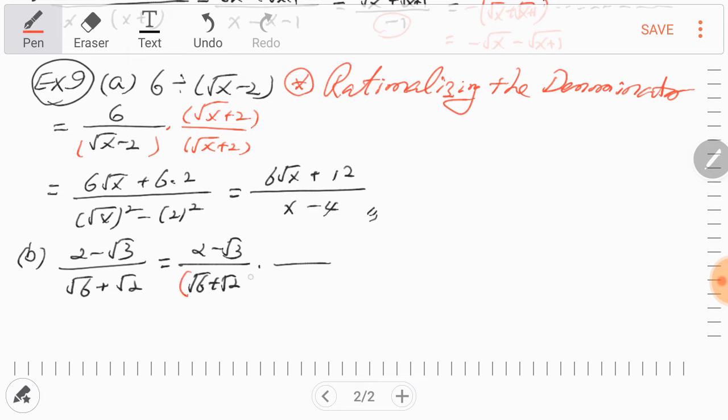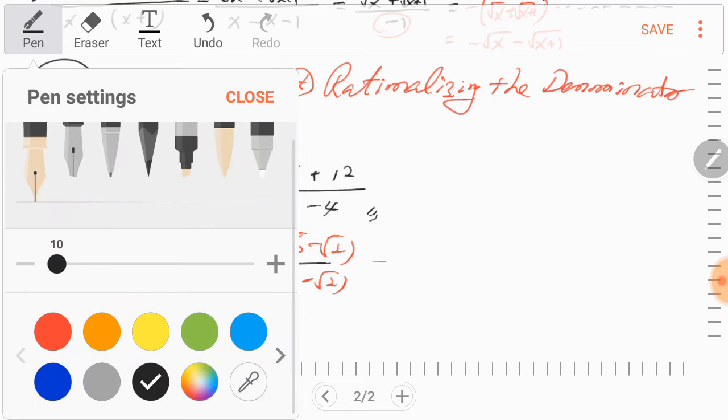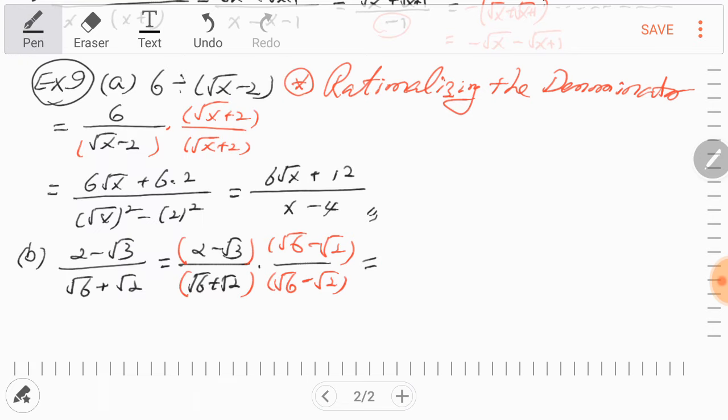The bottom is square root of 6 plus square root of 2, so we've got to use the minus sign. So multiply the numerator by the conjugate, square root of 6 minus square root of 2. In this case, the numerator is a binomial times a binomial, so we've got to use the FOIL method.